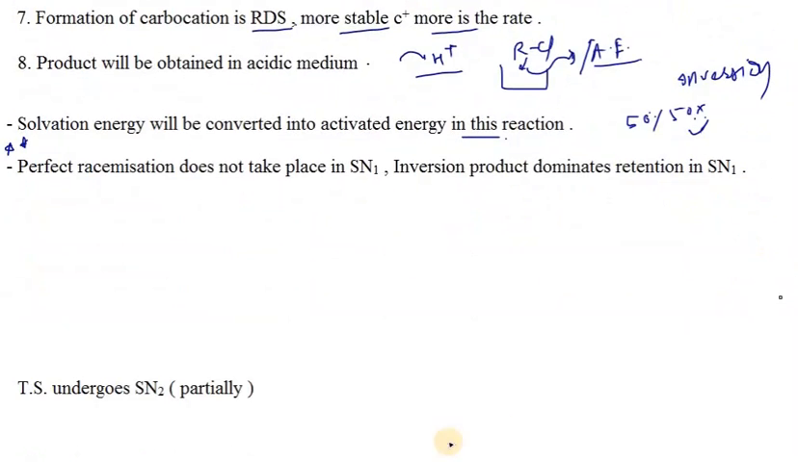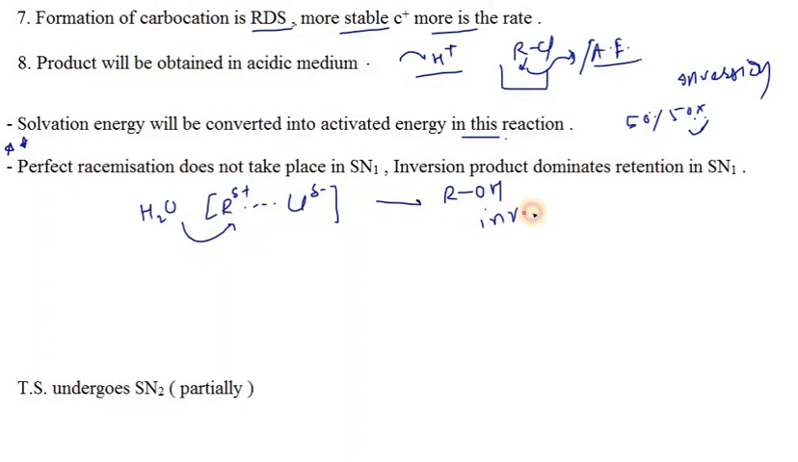If we talk about its transition state, it is delta positive on carbon and delta negative on Cl. It gives a little bit of inverted product, so inversion is there. So we can say the transition state undergoes SN2 partially. If we have an alkyl halide here forming a product here which is R plus, that is the transition state.